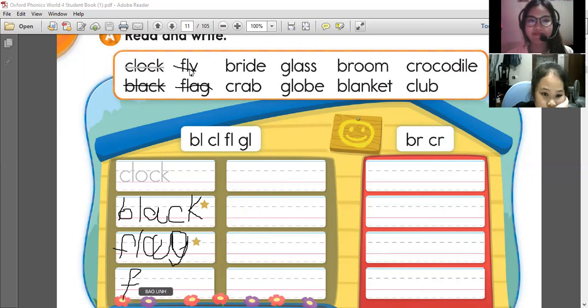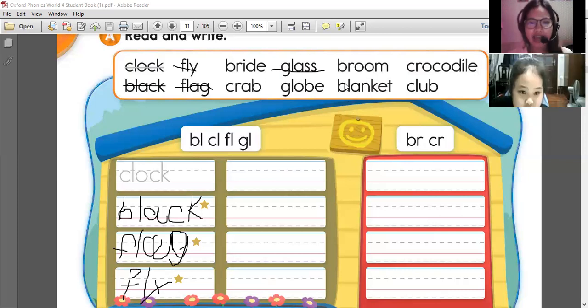Next, what's this? Fly. Okay, fly. Good. Right. Good job. Okay, what else? What else can we find there? Okay, that's correct. What's that? Yes, how do you read the word? Glass. Okay, absolutely, that's correct. It's glass. Okay, now let's write glass here.